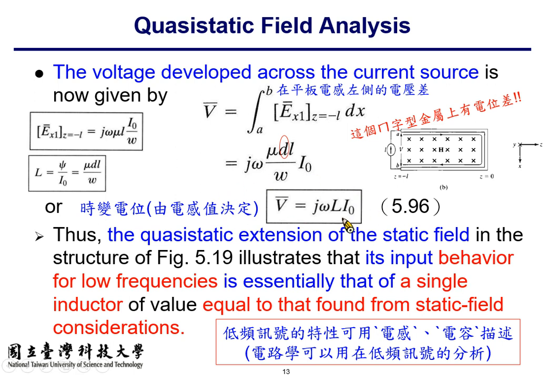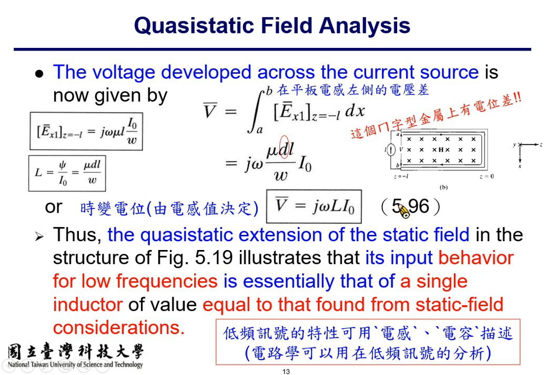Here we derive the expression for the voltage at the opening, which is j omega L times I sub 0. It's proportional to the current source. It's proportional to the frequency. It's also proportional to the inductance of this structure. So it depends on the size.